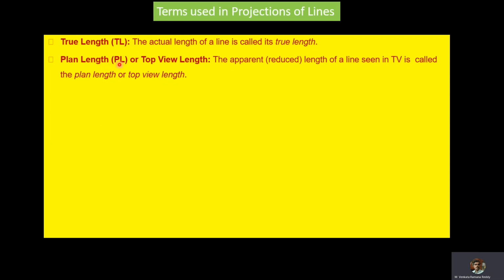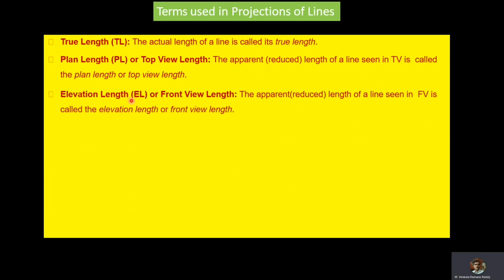Terms used in projection of lines. True length, in short form TL. It is the actual length of the line. Plan length or top view length: it is the apparent or reduced length of a line seen in top view. Elevation length or front view length: the apparent or reduced length of a line seen in front view is called elevation length or front view length.